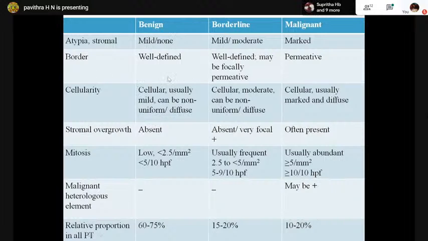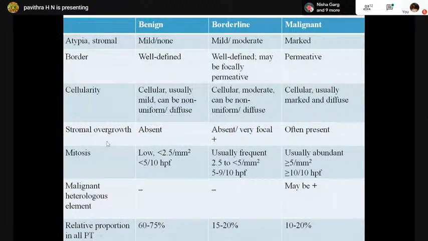Borders are mostly well defined in benign. They may be focally permeative in borderline, but here also they are mostly well defined. In malignant, you will find some permeative borders. Cellularity, usually all these are cellular compared to fibroadenoma, but usually mildly cellular in benign, moderately cellular in borderline, and the cellularity will be marked and diffuse in malignant phyllodes.